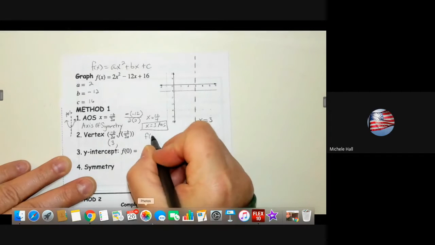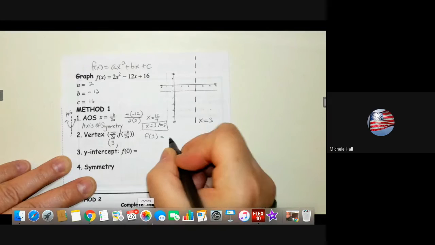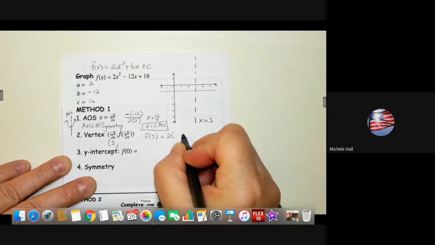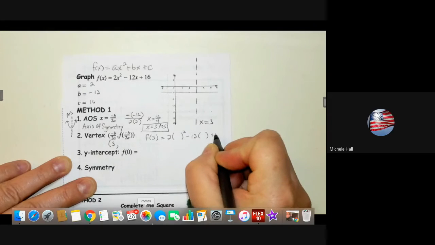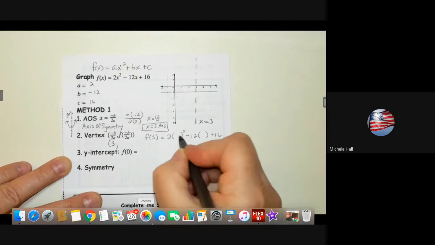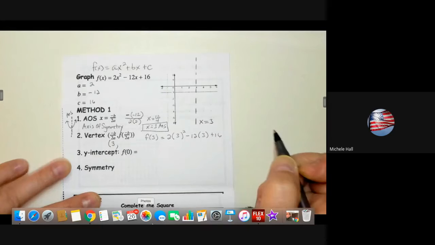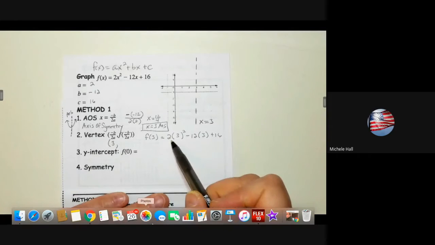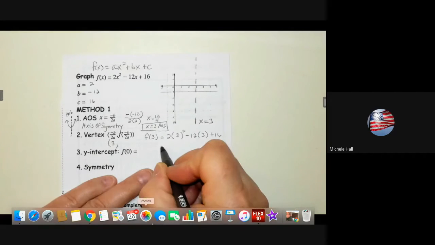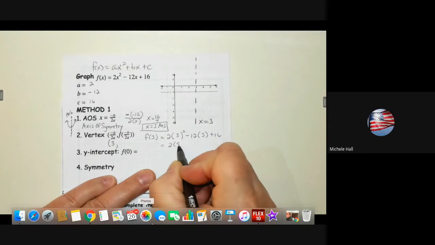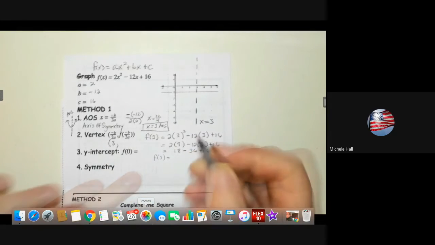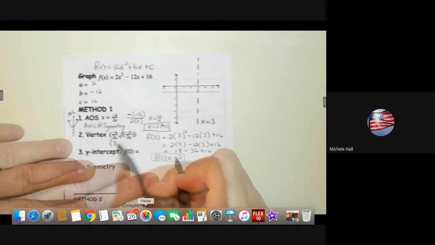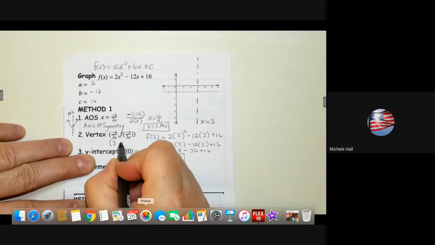So f of 3 equals 2 times x squared minus 12 times x plus 16, and we know that x is 3. We start with the exponents first. 2 times 9, 18, minus 36 plus 16. F of 3 equals negative 2. When x is 3, we found that y was negative 2.